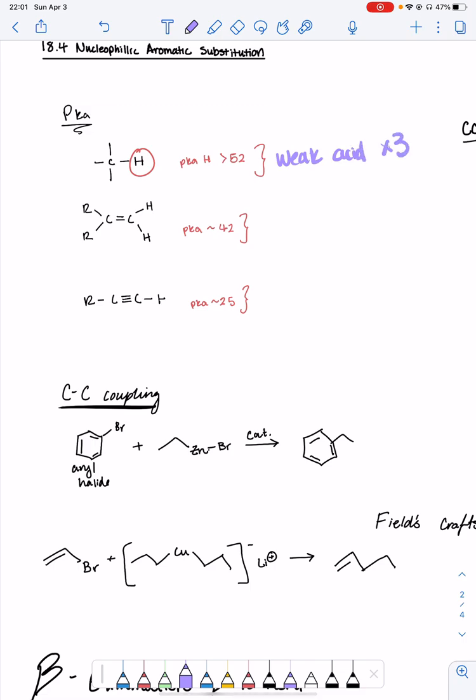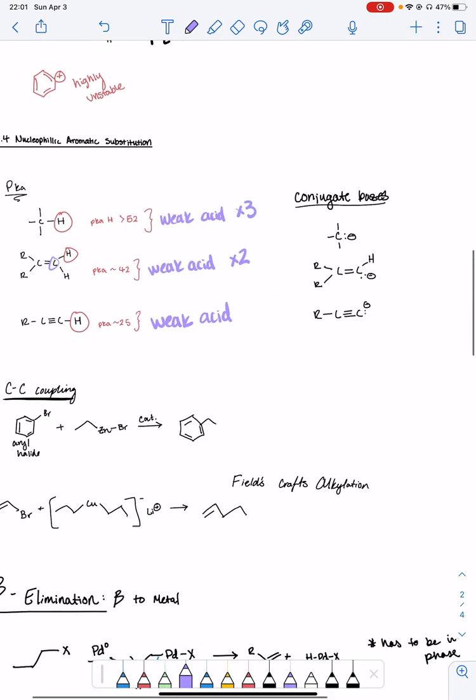I'm going to just say times 3. And over here, we're going to look at this hydrogen, and this is also a weak acid, but not quite as weak as the sp3 hybridized, so we're going to see this just times 2. And this hydrogen right there is a weak acid. It is not as weak as the other previous sp2 that's right there, but it is still weak.